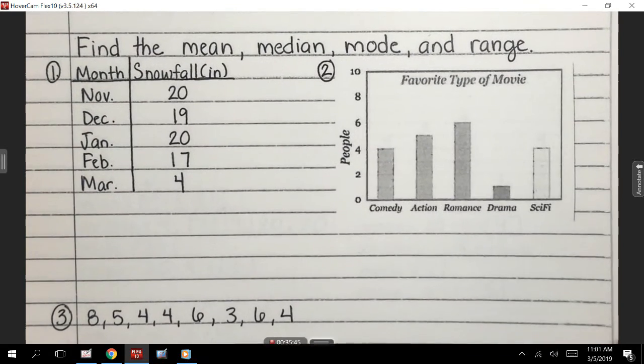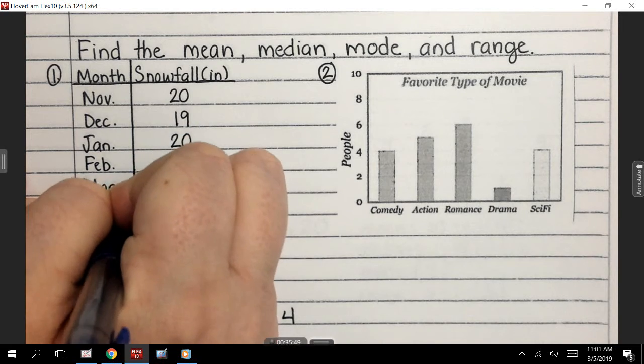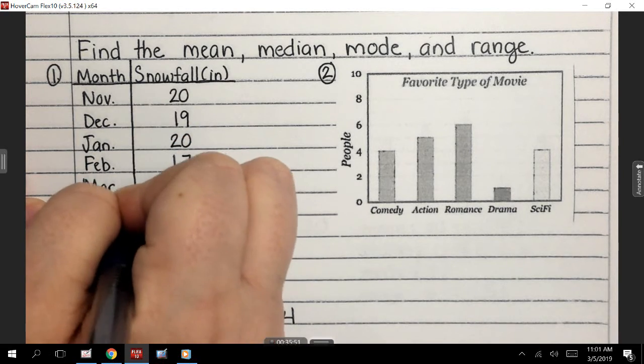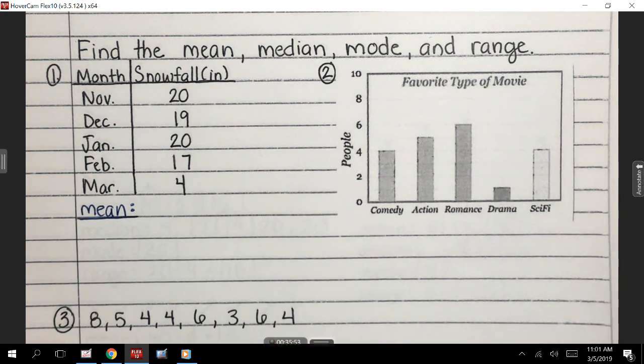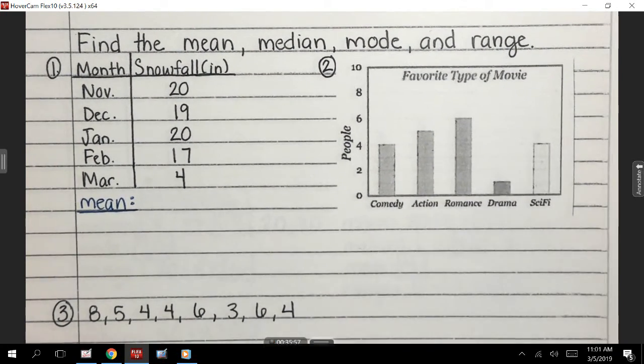All right. So on number 1, to find these, we got to label it. I'm going to do my mean first. All right, guys. If you don't label it, I don't know what math you're doing. Okay, you got to label it. So write that down on your paper.